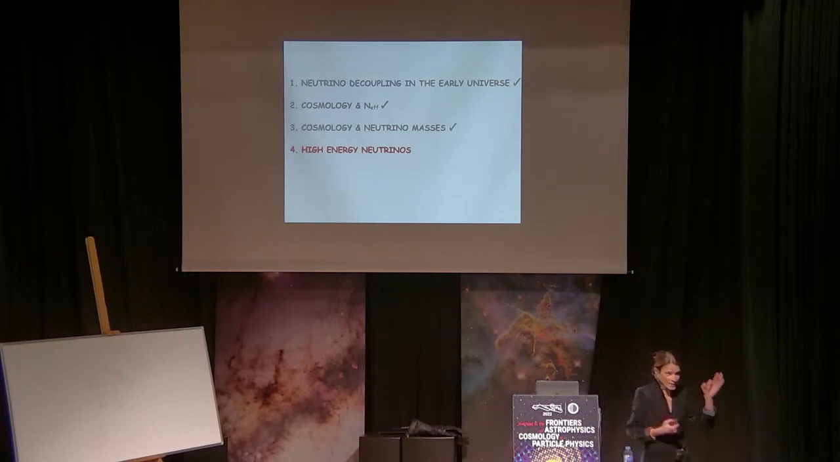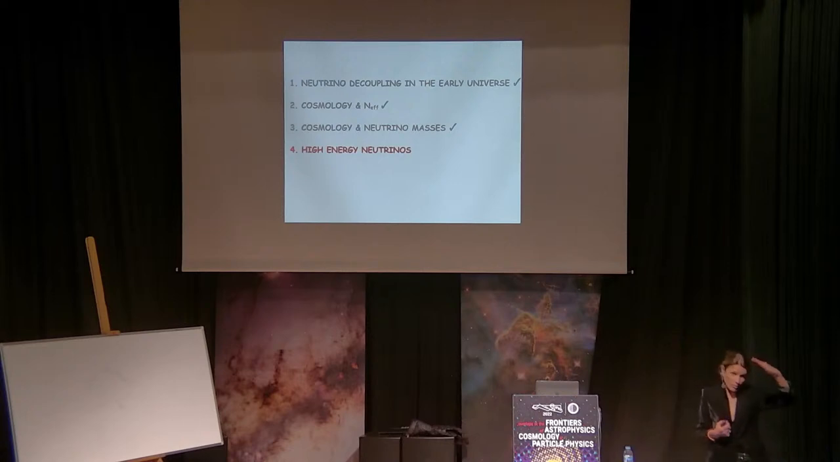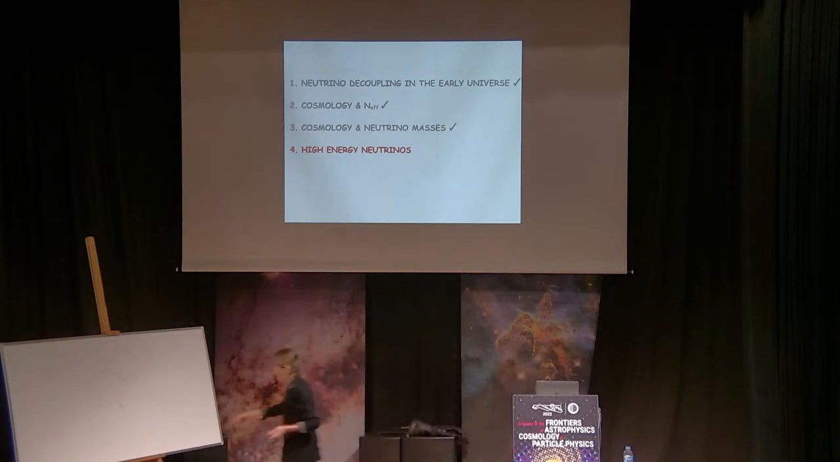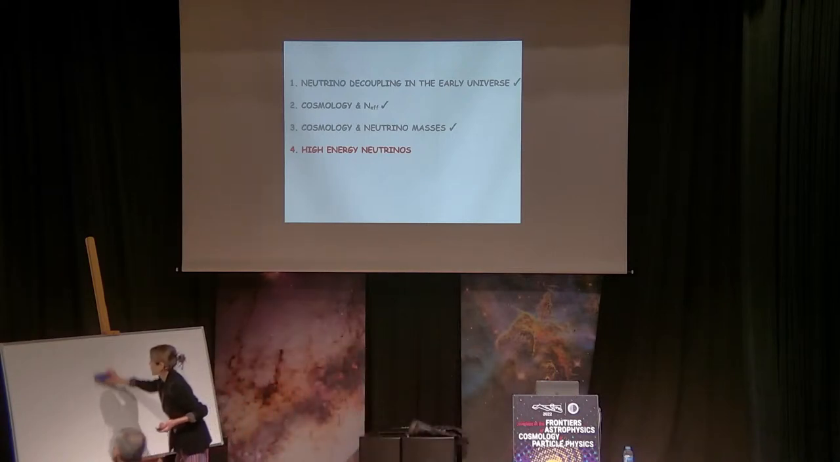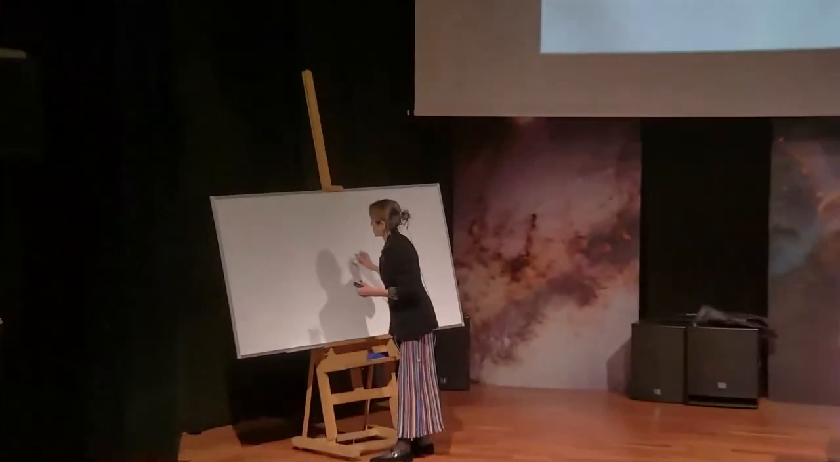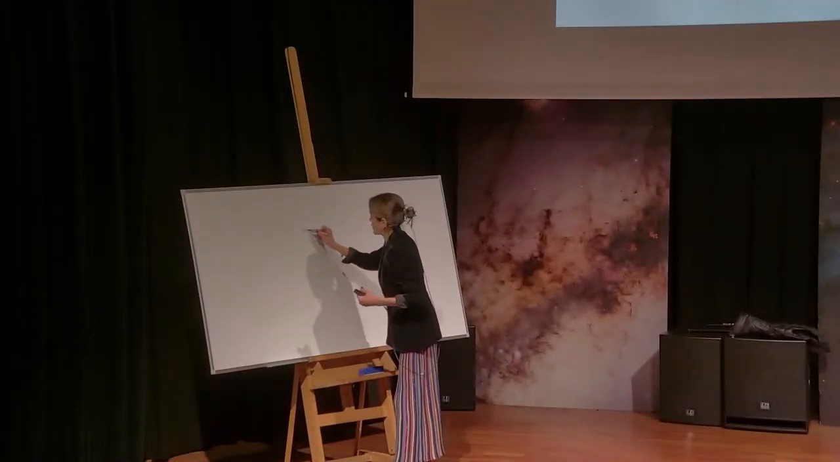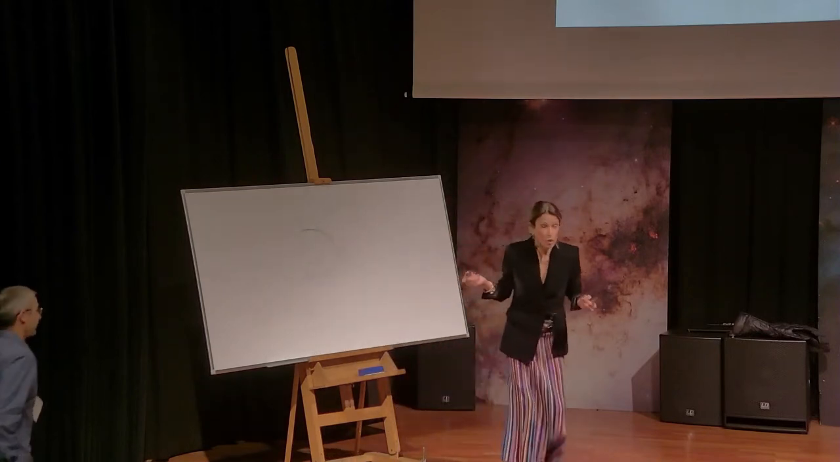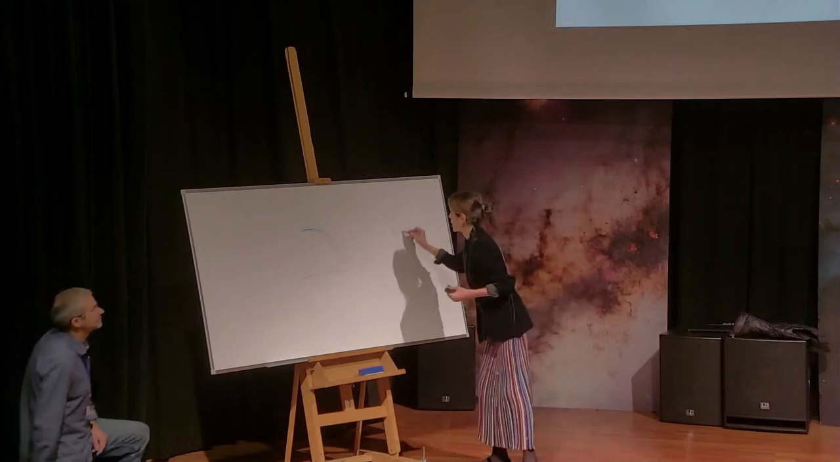Okay, so how are you measuring the hierarchy from cosmology is how the bound goes down. You are not really measuring the mass square differences. This is very important to understand. What happens is that you have a suppression of the power spectrum, and the suppression increases as you increase the neutrino mass. So by measuring the power spectrum, you are putting a limit on the sum of neutrino masses, Σmν.